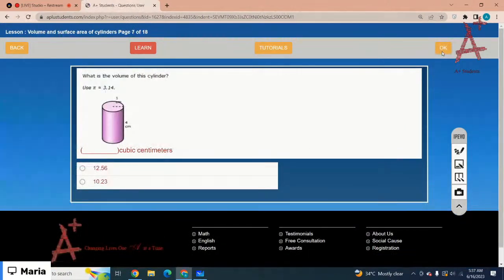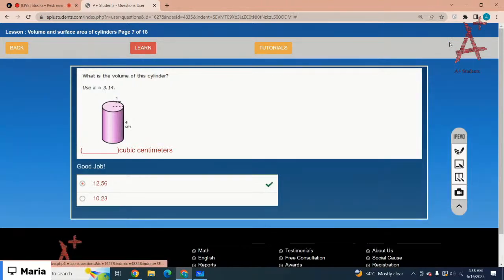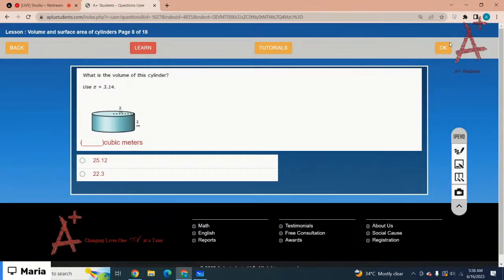Okay, the next one is what is the volume of the cylinder? The radius is 1. You have to do 1 squared times 4 times 3.14. So it would be 12.56. The correct option is 12.56. Got it? Okay, the next one, you are given the radius 2, so it will be 2 squared, 4. 4 times 2 times 3.14, that is 25.12. Got it?